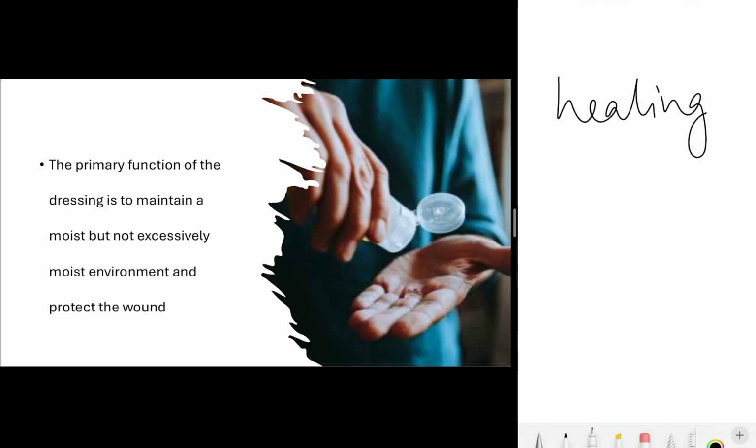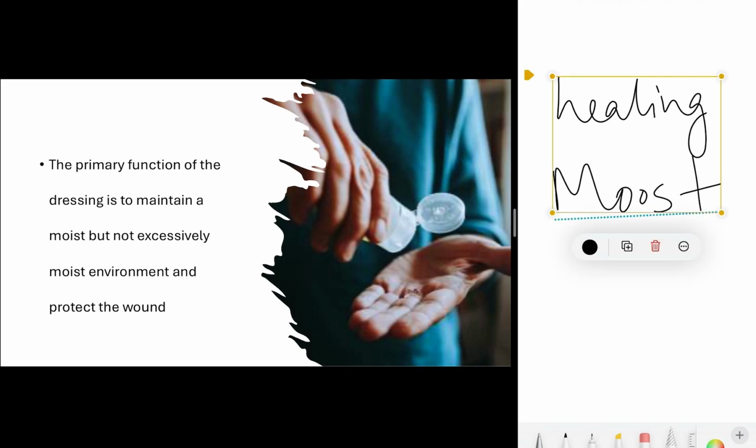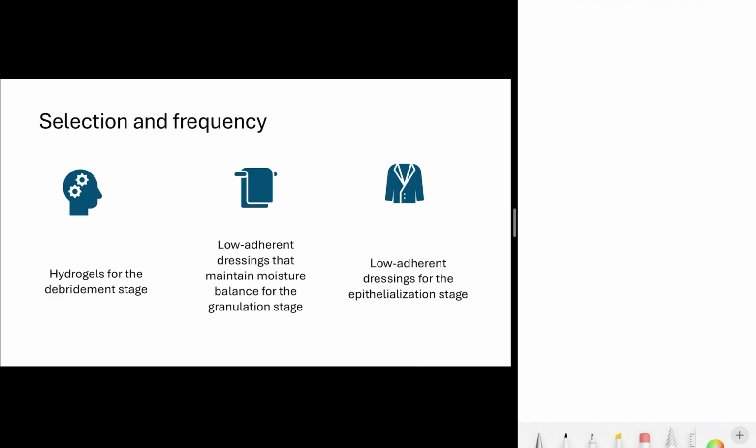So what is the primary function of a dressing? The primary function of the dressing is to maintain a moist but not excessively moist environment and protect the wound. Now we will look at the selection and frequency of dressing changes. A dressing should keep the wound moist enough to promote healing, but excess exudate must be absorbed away from the wound to prevent damage of the healthy tissue.